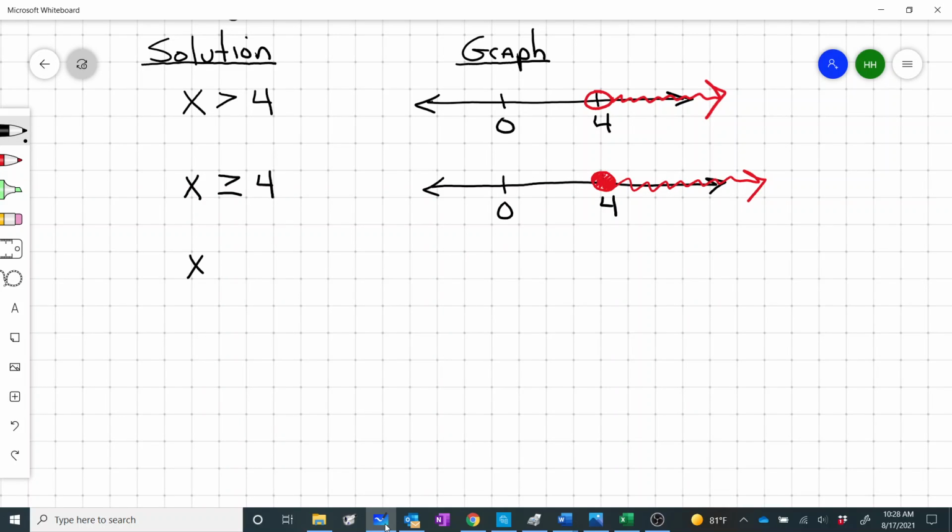If our solution is x, or any variable, that's less than 4, number line, we put 0 on it, and we put our solution in relation to 0. So now, greater than is an open circle, and less than is also an open circle. So we're open circle again on the 4. But now we're doing everything that's less than 4, so we're going this direction to the left.